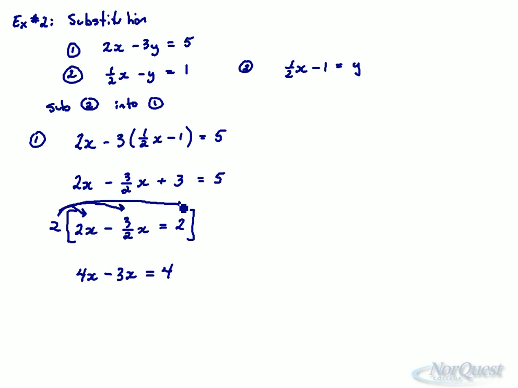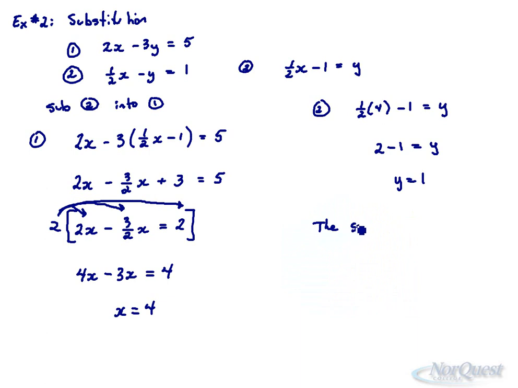Now try to simplify as you go. 4x minus 3x is x equal to 4. Well, that's simplified really quick. Go to equation 2. We now have 1/2 times x, which is 4, minus 1 equal to y. Well, half of 4 is 2. 2 minus 1 equals y. y equals 1.